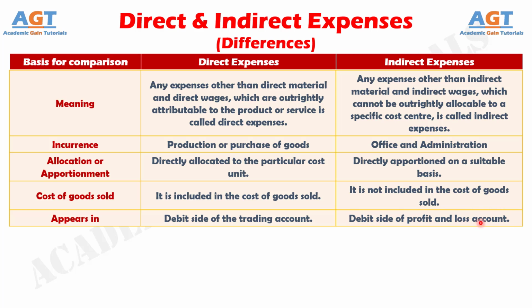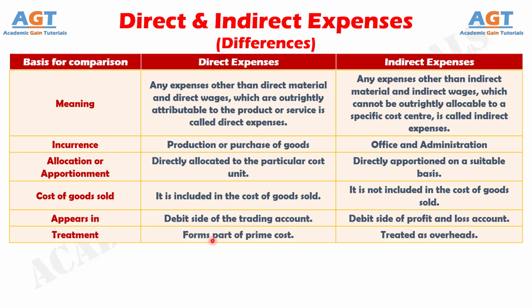And difference number 6. Direct expenses forms part of the prime cost. On the other hand, indirect expenses are usually treated as overheads. By and large, direct expenses include all those expenses, excluding direct material and direct labor cost, which are incurred specifically for a product. These expenses varies according to the volume of the output produced. It plays an important role in the calculation of gross profit.